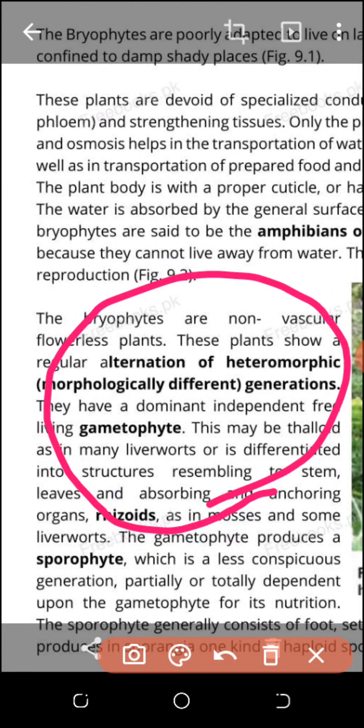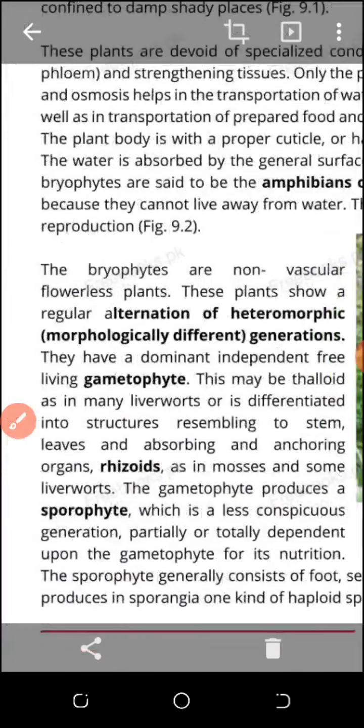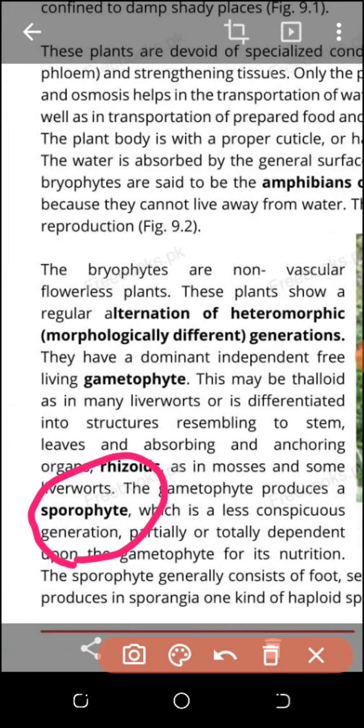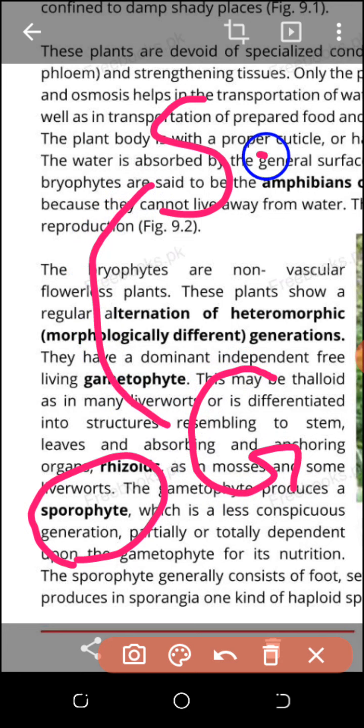What is alternation of generation? They have two generations: one is the sporophyte generation, and one is the gametophyte generation. Sporophyte generation goes to gametophyte generation, and gametophyte generation goes to sporophyte generation, and the process is called alternation of generation. Because they lack vascular tissue, they are amphibians. They are amphibious plants because they live near water, and they behave like amphibians as well.